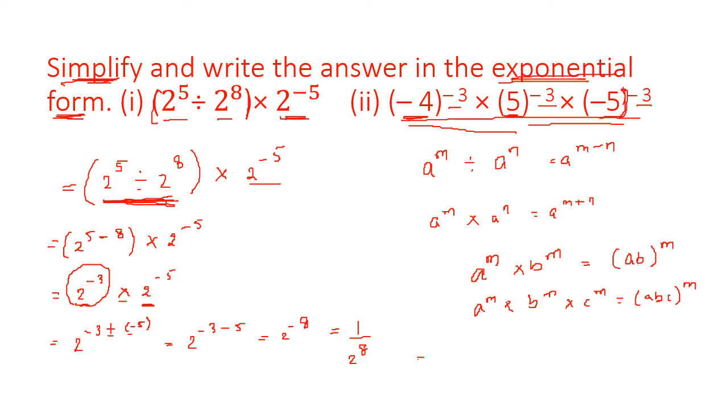So we'll change this answer to now minus 4 into 5 into minus 5, raised to minus 3. Minus 4 into 5 is minus 20. Minus 20 into minus 5 is 100. So we get the answer 100 raised to minus 3, or 1 upon 100 raised to 3. And since you have to keep the answer in the exponential form, we will not change any further but keep it as it is.